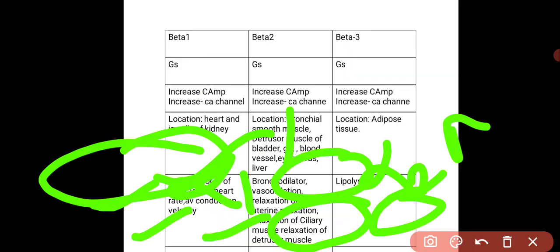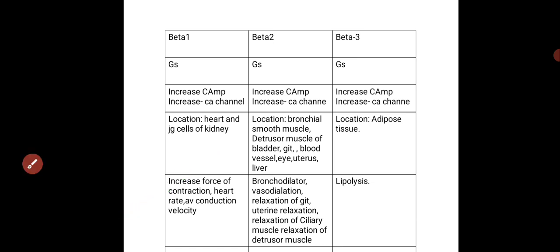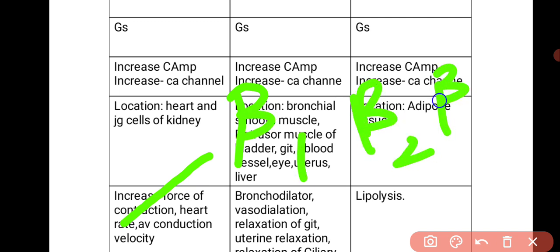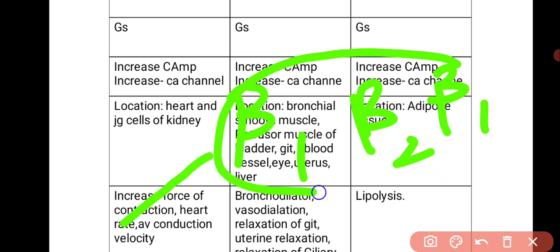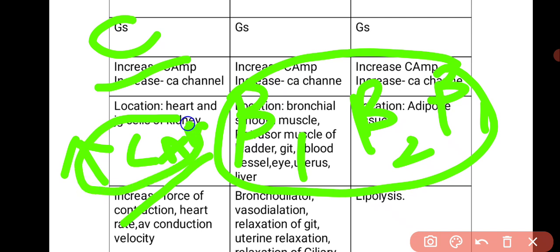There are again three types of beta receptors, right? What are those? Beta 1, beta 2 and beta 3. All these three are what? Gs subtype. So in all these three, what is the transducer mechanism? Increased cyclic AMP. Whenever it is a Gs subtype of receptor, the transducer mechanism is increased cyclic AMP.